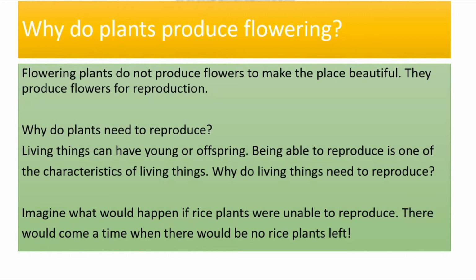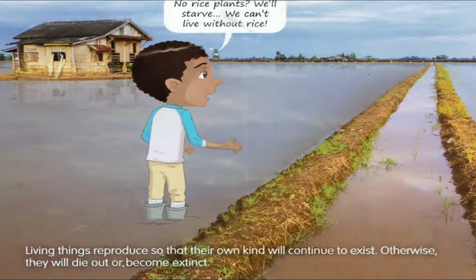Living things can have young or offspring. Being able to reproduce is one of the characteristics of living things. Why do living things need to reproduce? Imagine what would happen if rice plants were unable to reproduce. There would come a time when there would be no rice plants left. Living things reproduce so that their own kind will continue to exist. Otherwise, they will die out or become extinct.